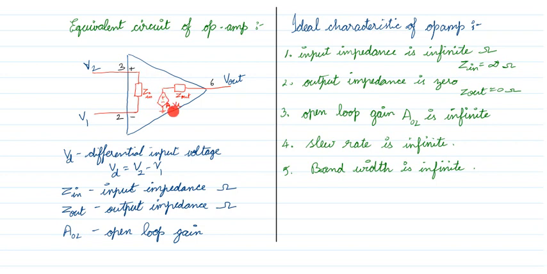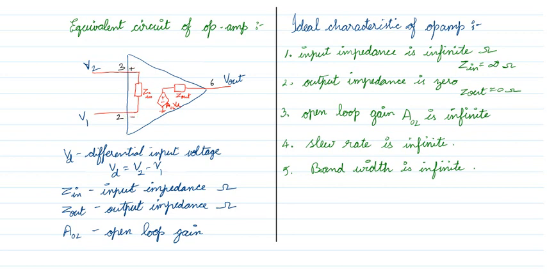The voltage gain is AOL into VD. VD is the differential input voltage, which is the voltage at the plus terminal minus the voltage at the minus terminal. The plus terminal is your non-inverting and the minus terminal is your inverting. So VD equals V2 minus V1, where the voltage at the plus terminal is V2 and at the minus terminal is V1. Some books may use other notations like VA and VB. Don't worry about that. It is just the difference between the plus terminal and the minus terminal.